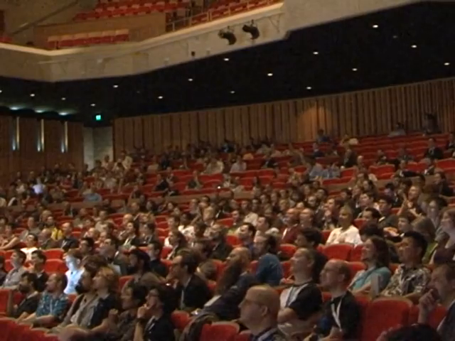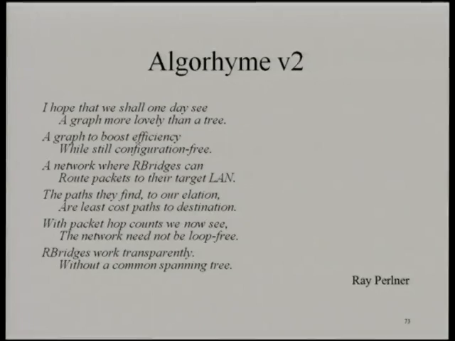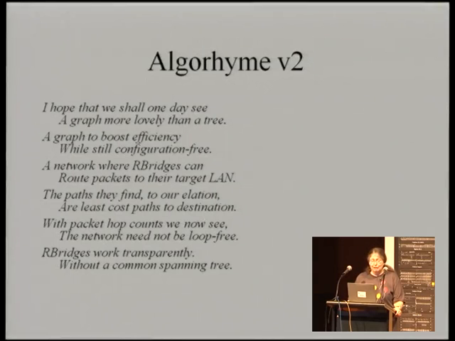So algorithm V2. I hope that we shall one day see a graph more lovely than a tree. A graph to boost efficiency while still configuration free. A network where our bridges can route packets to their target LAN. The paths they find to our elation are least cost paths to destination. With packet hop counts, we now see the network need not be loop free. Our bridges work transparently without a common spanning tree.